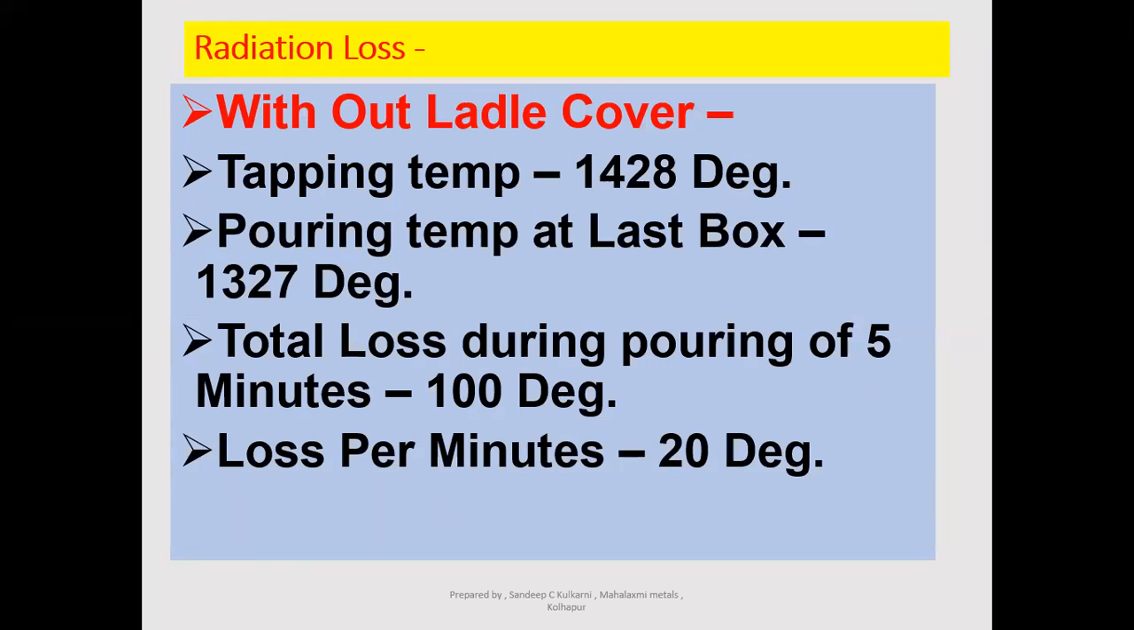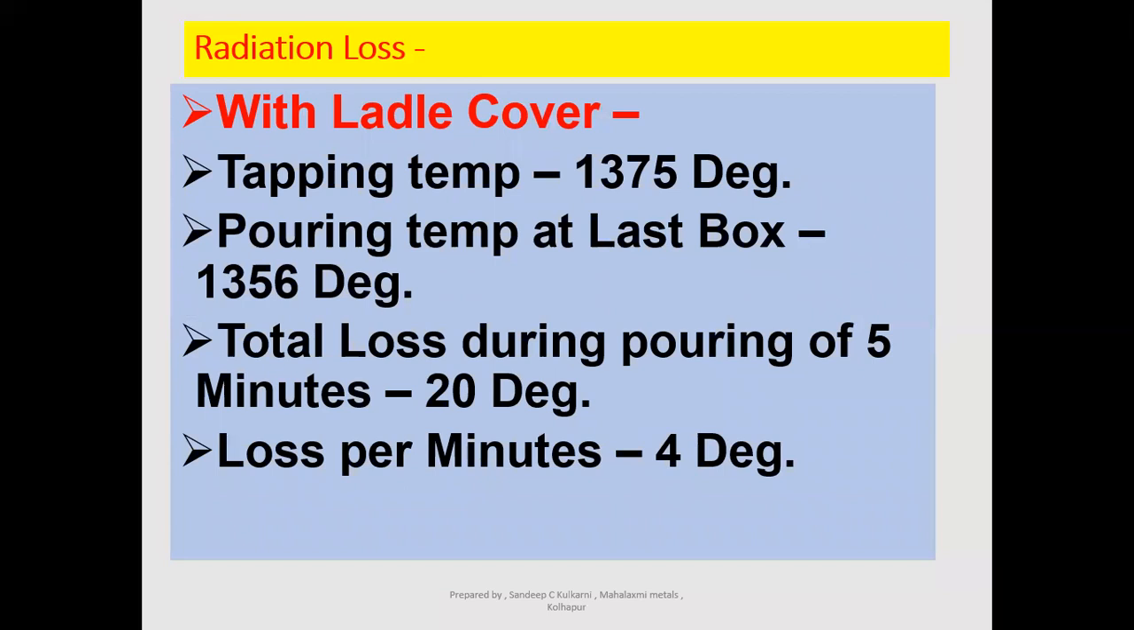For radiation loss, we have taken one trial or case study. I'm just showing you: without ladle cover, tapping temperature was 1428, and pouring temperature for the last box was 1327. So total loss during the pouring span of 5 minutes was 100 degrees. So loss per minute was 20 degrees. Without ladle cover, the loss per minute was 20 degrees.